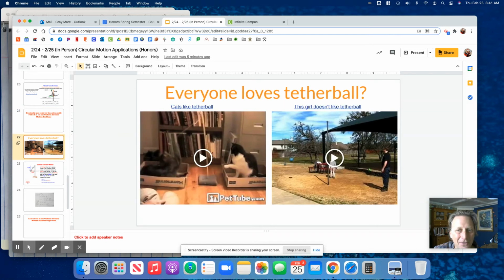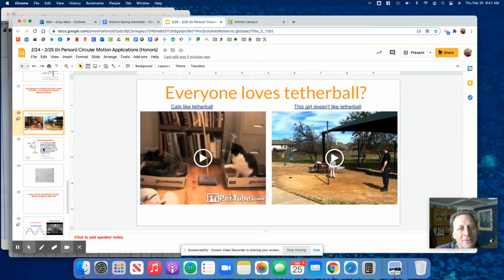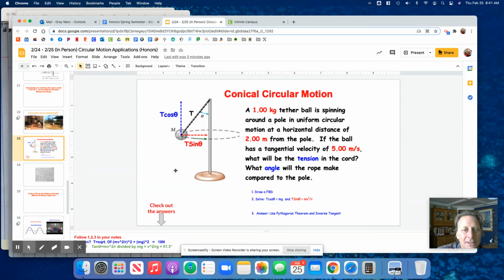Take a look at the two videos. They're kind of fun. And then we're going to look at a tetherball example. So tetherball, when it goes around a pole, is actually performing circular motion. If you notice, as it swings in a conical shape, the base of the shape, the horizontal aspect, traces out a circle. And that's the circular motion we're looking at, that ball going around in that circle.